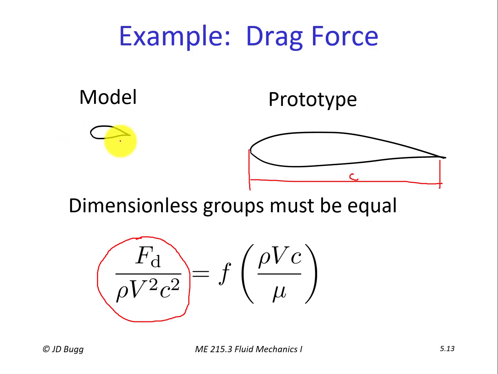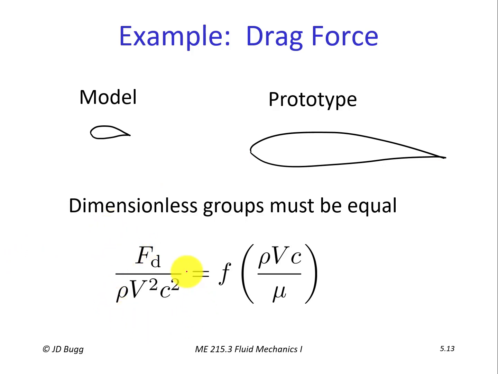And of course, geometric similarity means that the ratio of those chords would be the same as the ratio of any other dimension in this problem. So that's a dimensionless drag force, and it's a function of this thing. Well, if you look at this, this is a Reynolds number. Although instead of the pipe diameter, which is irrelevant in this problem, there is no pipe, our characteristic length is the chord of the airfoil, C. So this is what dimensional analysis will tell us.